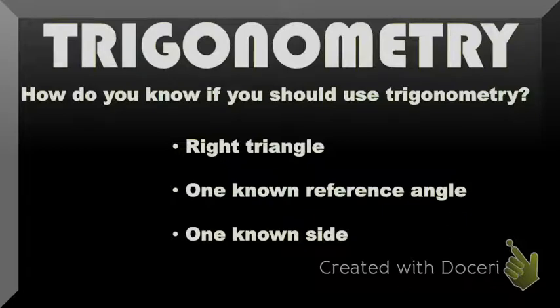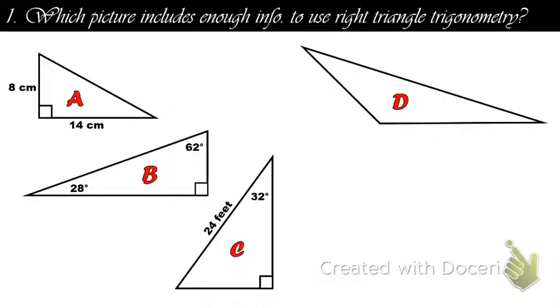And there's 3 things that must be true about the problem in order for you to be able to use right triangle trigonometry. Number 1, you must have a right triangle. Number 2, you must know one reference angle. And number 3, you must know one side of the right triangle. Which picture includes enough information to use right triangle trigonometry?